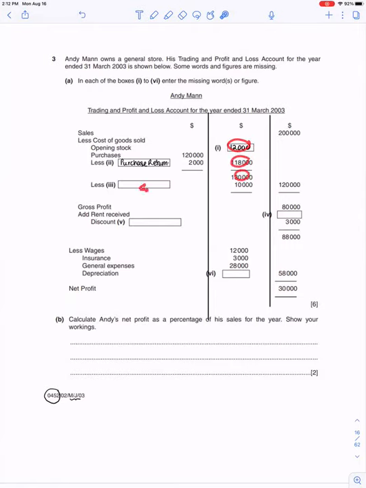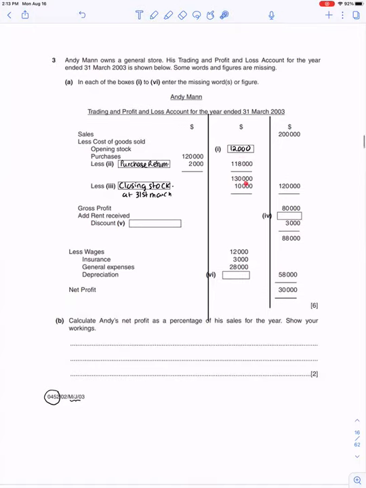What do you subtract? We subtract the closing stock, or you can also write stock at 31st of March. Anything is fine. That amount also they have given to you. So less the closing stock, you will get cost of sales. Now sales, less cost of sales gives you gross profit, and this also has been calculated for you and given to you.